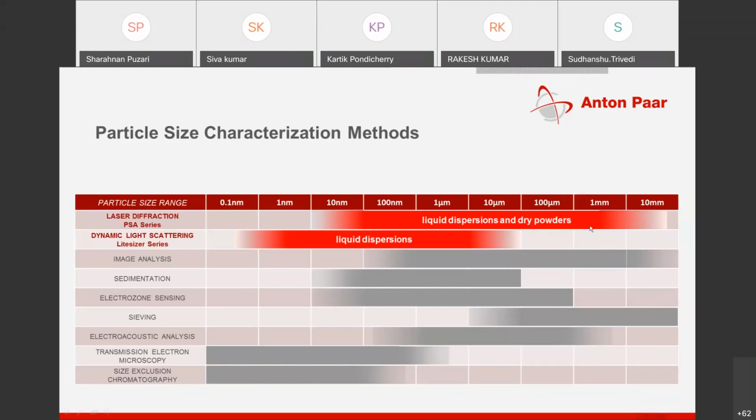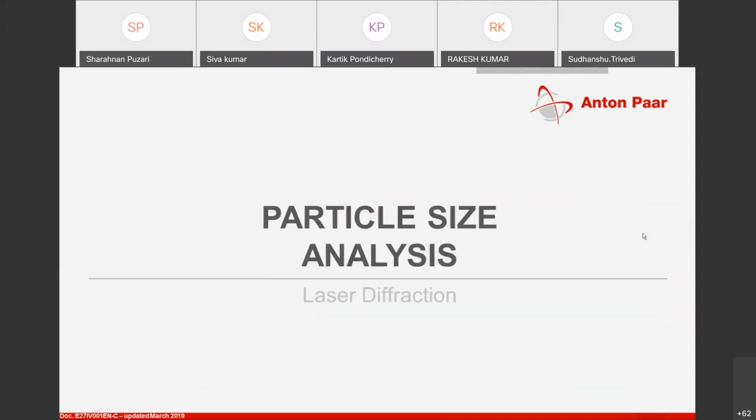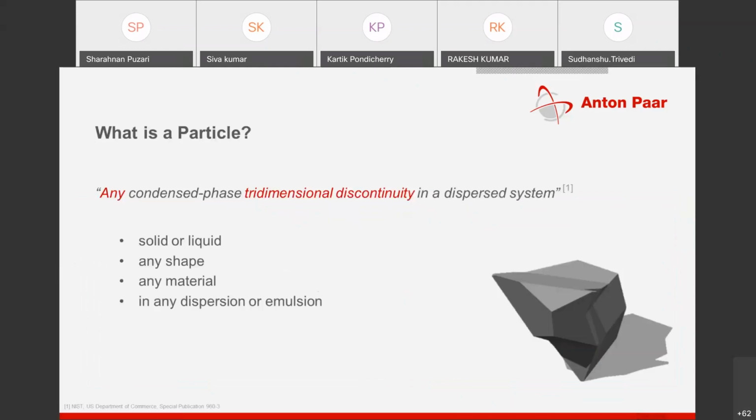Now I'm coming to particle size analysis. When we say particle size analysis, the first thing that comes into our mind is, what is a particle? A particle is any condensed phase tri-dimensional discontinuity in a dispersed system. If I say this, it means any small matter, either solid or liquid, any shape, any material, or any dispersion or emulsion, is said to be a particle.